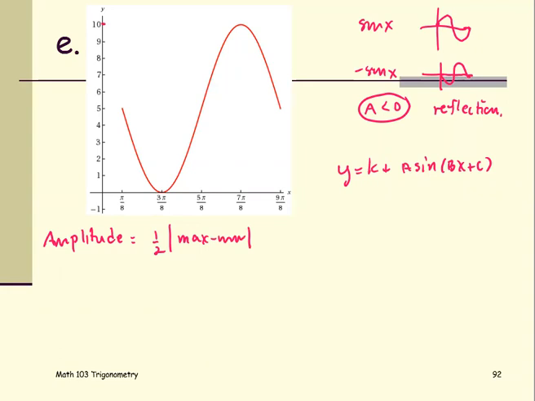The max value is 10, and the minimum value is 0. Amplitude is 1/2 times the absolute value of 10 minus 0, or 5. Amplitude is the absolute value of A. If the absolute value of A equals 5 and A is negative, therefore A is negative 5.